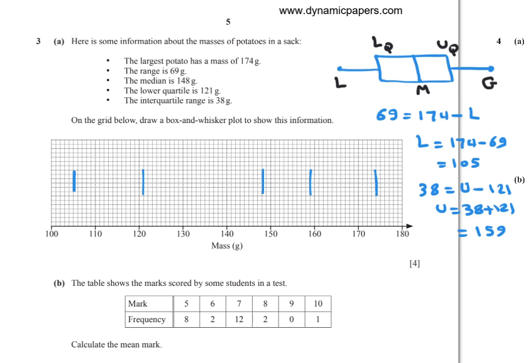Now join the lower quartile with the least value and the upper quartile with the greatest value. Then draw the box. So this is the box and whisker plot.